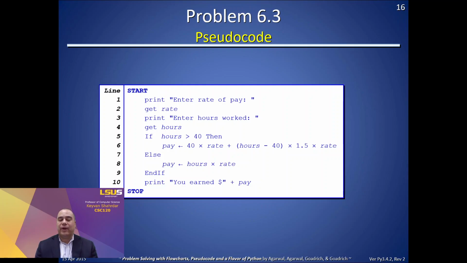So print enter rate of pay, so you get the rate. Print enter hours worked, you get the hours. If the hours are greater than 40, then you pay 1.5 times the regular rate. So this is how you would pay the 1.5 times the regular pay. So pay is equal to 40 times rate plus hours minus 40 times 1.5 times rate. Otherwise, you just pay the 40 hours times the rate. And then you print, you earned X number of dollars.